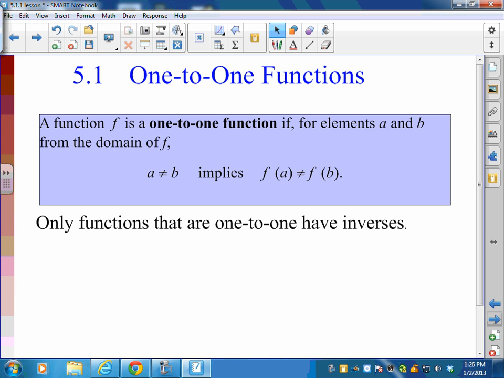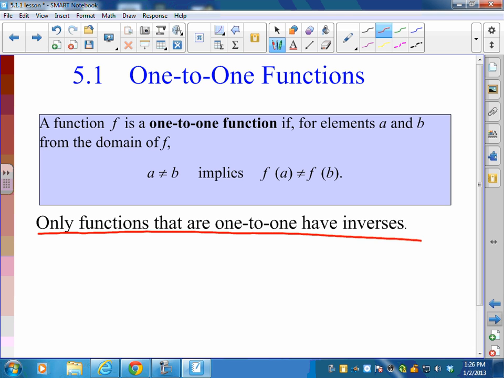Okay, one-to-one functions. The reason we're talking about one-to-one functions is that only functions that are one-to-one can have inverses. So this is the most important part of this section. I'll read the mathematical definition of it and explain what that means. A function f is a one-to-one function if for elements a and b from the domain of f, if the two things are not equal, we have two different values, it implies we get two different outputs.